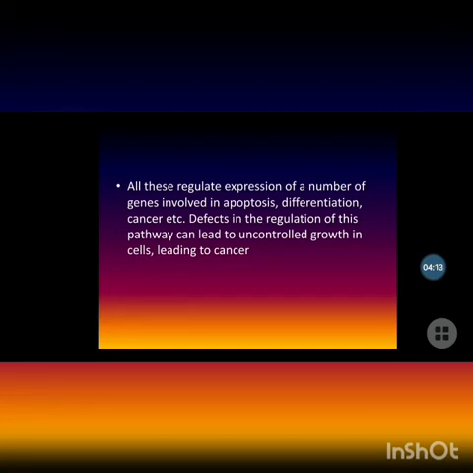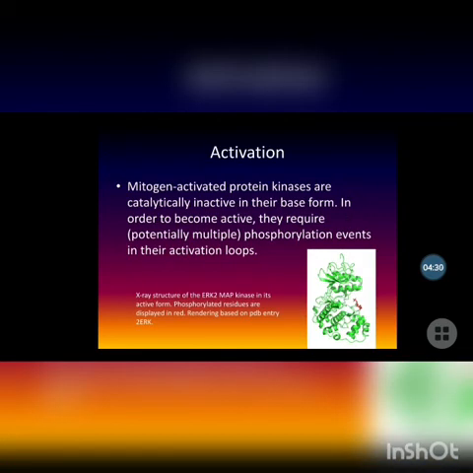So defects in the regulation of these pathway can lead to the uncontrolled growth in the cells, which leads to cancer. And in humans, there are at least 11 members of the MAPK family, which can be divided into several subgroups also. And let us discuss about the activation of MAP kinases.